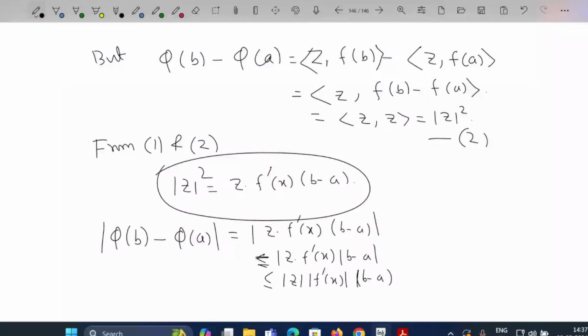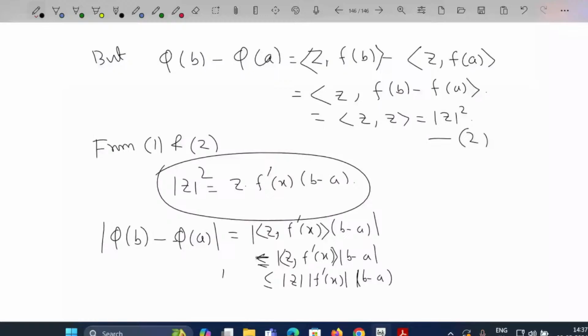Is it clear? We are taking the mod of phi of b minus phi of a, which is a real number. So this is a real number, that is a real number, so mod of a into mod of b. Now using the Schwarz inequality, the inner product of j comma f dash x is less than or equal to mod of j into mod of f dash x. Now this side is nothing but mod of j whole square.